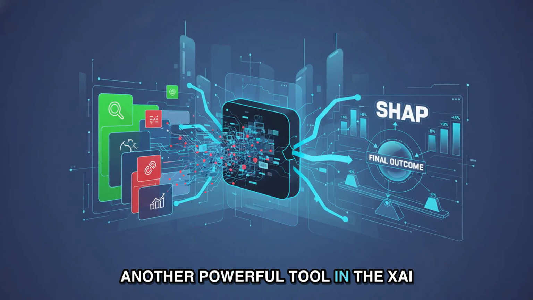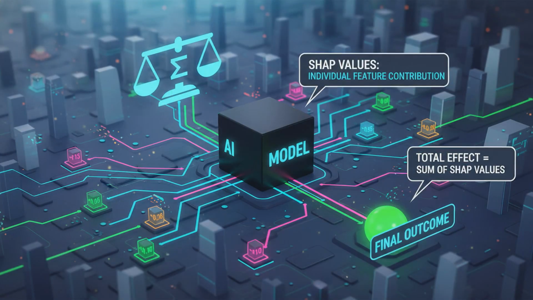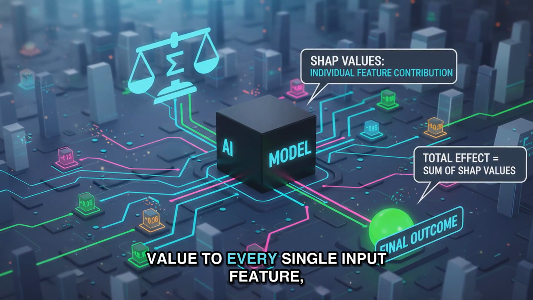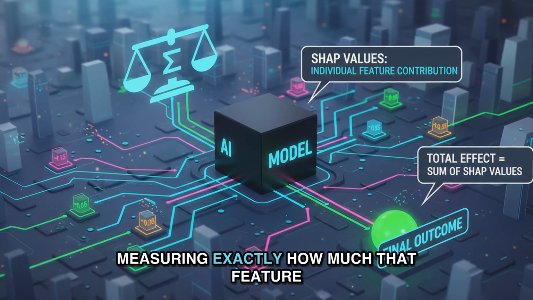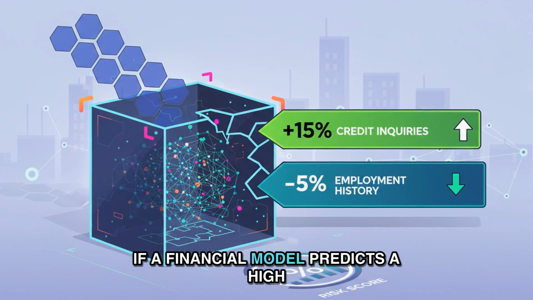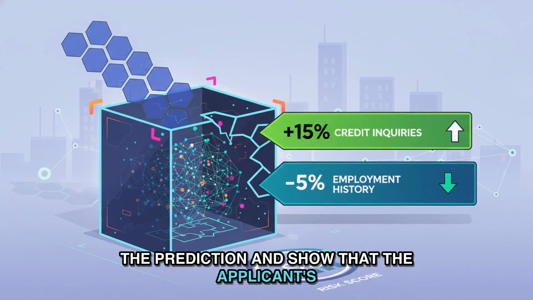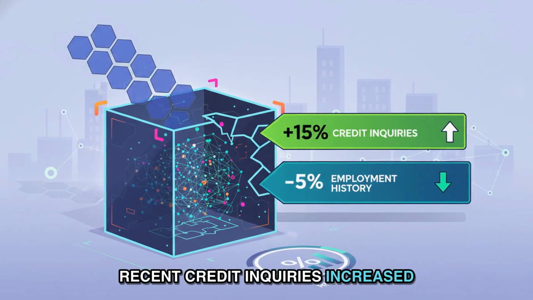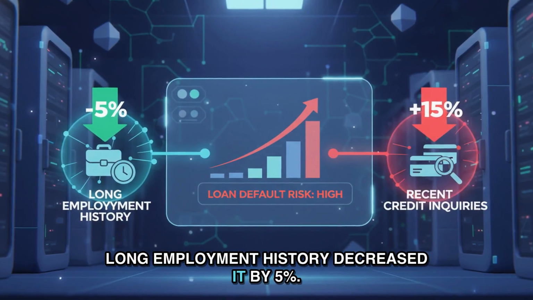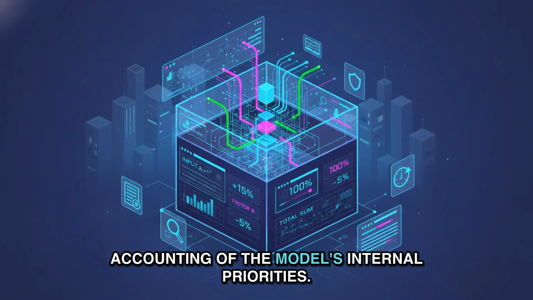Another powerful tool in the XAI arsenal is SHAP, or Shapley Additive Explanations. SHAP borrows a concept from cooperative game theory to assign a specific value to every single input feature, measuring exactly how much that feature contributed to the final outcome. If a financial model predicts a high risk of default, SHAP can break down the prediction and show that the applicant's recent credit inquiries increased the risk score by 15%, while their long employment history decreased it by 5%. It provides a mathematically rigorous accounting of the model's internal priorities.